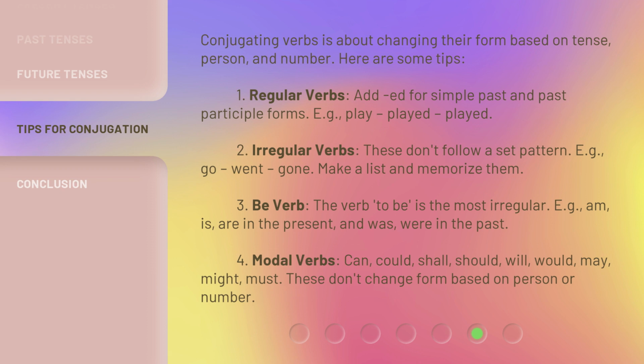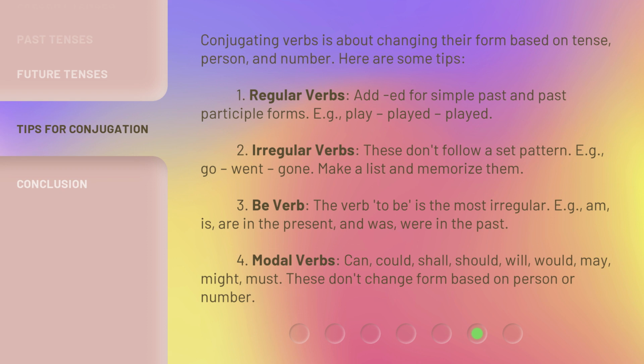2. Irregular verbs. These don't follow a set pattern. E.g., go, went, gone. Make a list and memorize them. 3. Be verb. The verb, to be, is the most irregular. E.g., am, is, are in the present, and was, were in the past.